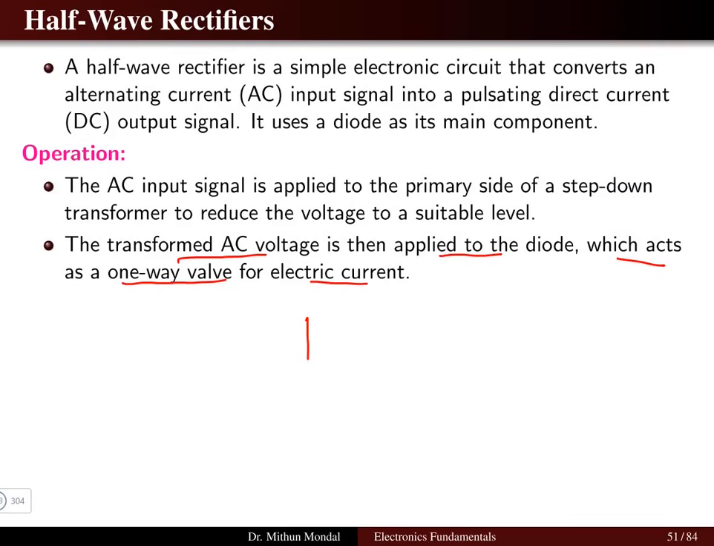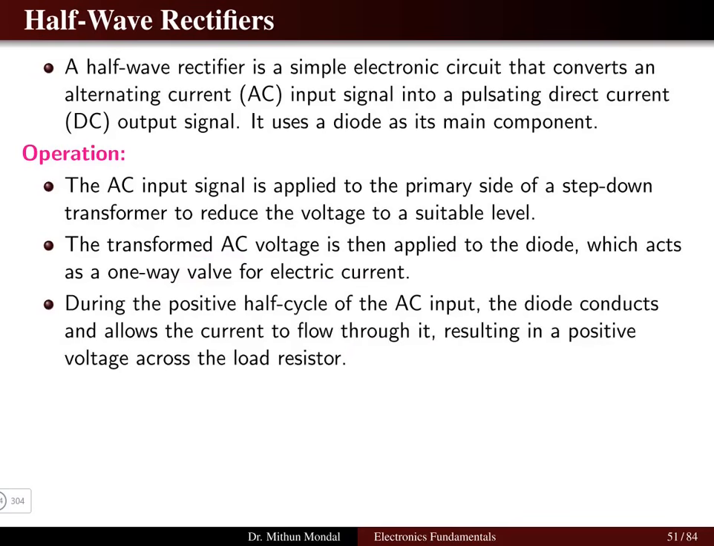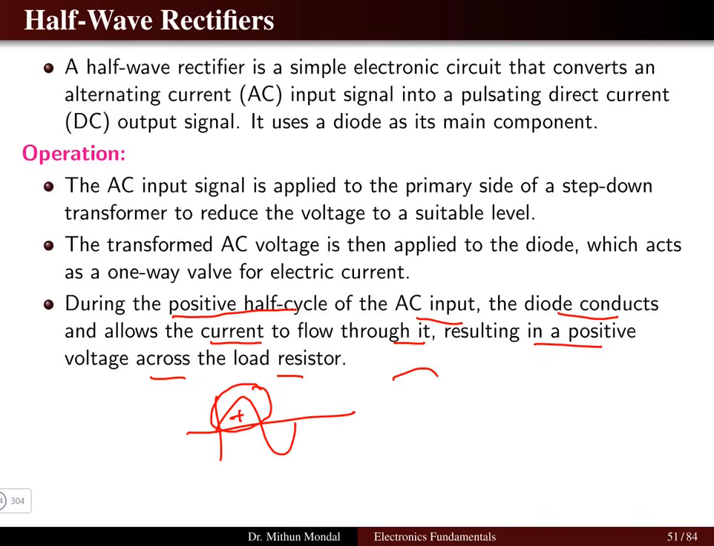The diode is basically a unidirectional device, a one-way valve. Current will flow only when it is forward biased, in one direction. It cannot flow in the reverse direction. During the positive half cycle of the AC input, the diode conducts and allows current to flow through it, resulting in a positive voltage across the load resistor. So if we take the positive half cycle, the diode will be conducting and the current will start flowing, so there will be voltage across the load.